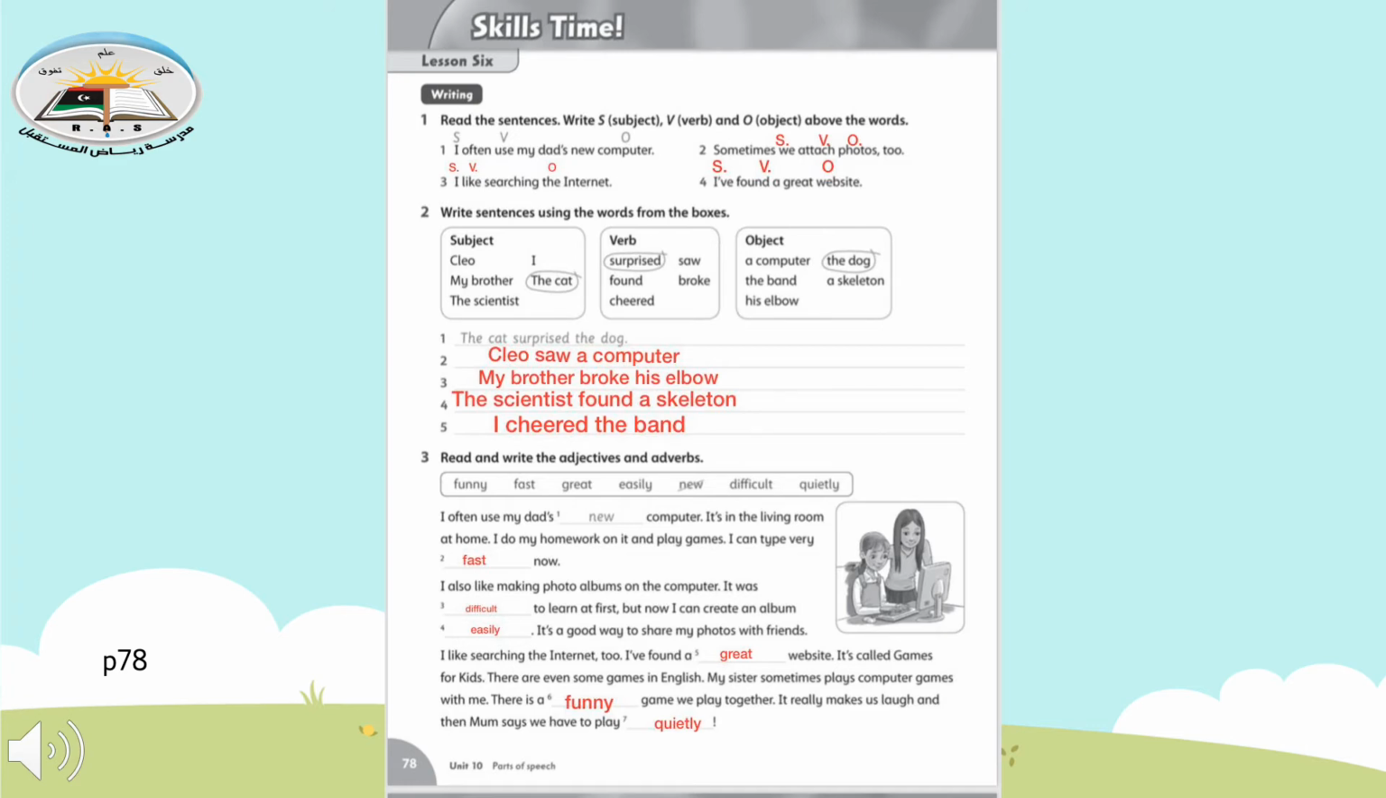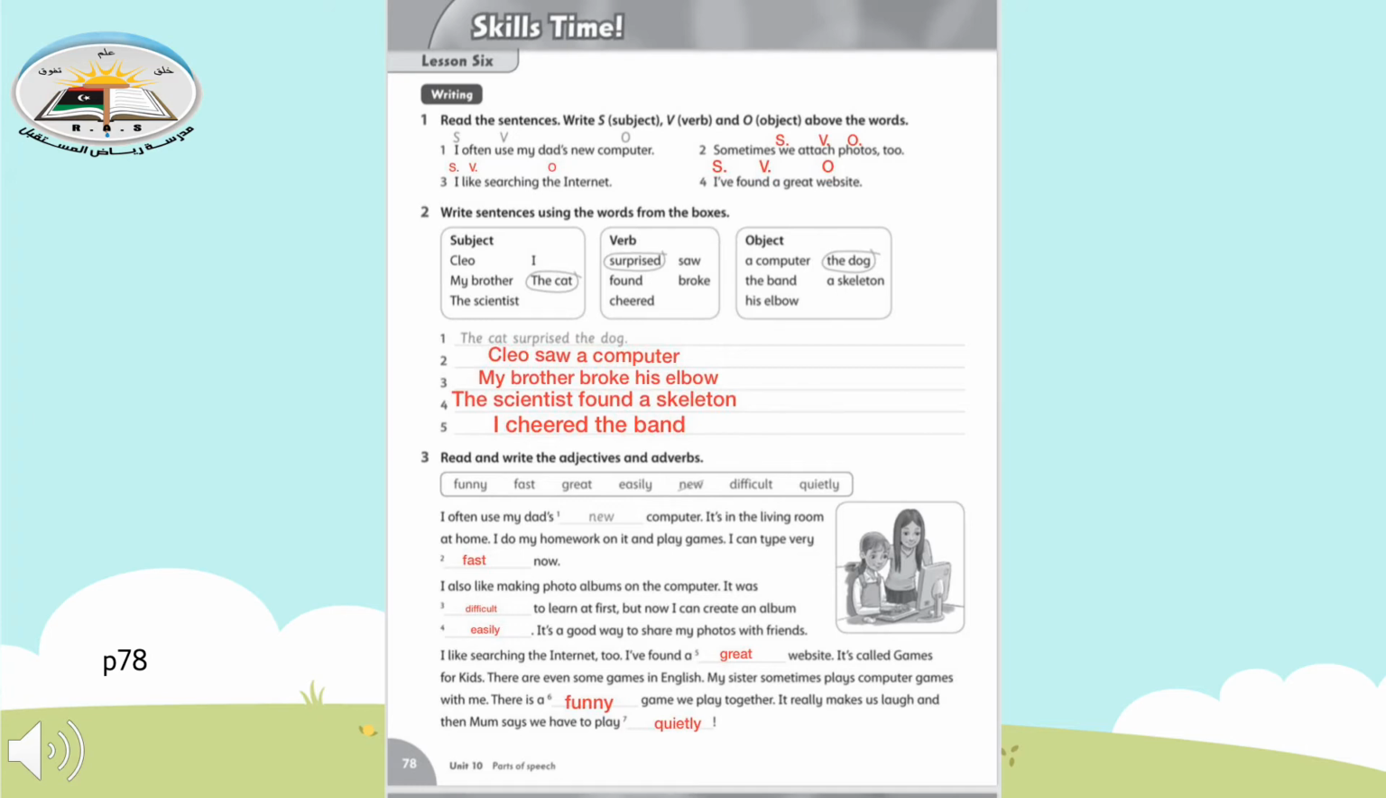So they have already answered number 1. We have the cat surprised the dog. So they took the cat as a subject, surprised as a verb, the dog as an object. Number 2. We're going to make our first sentence. Our first sentence is Silo saw a computer.